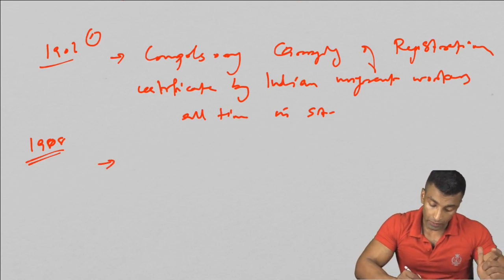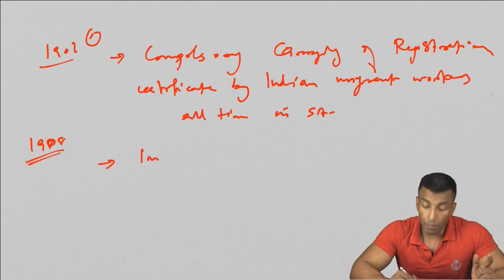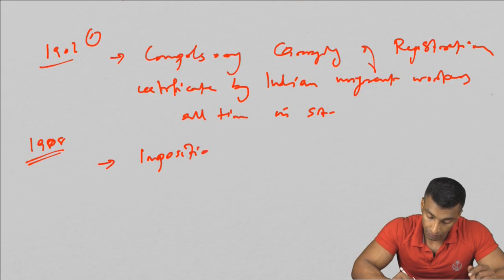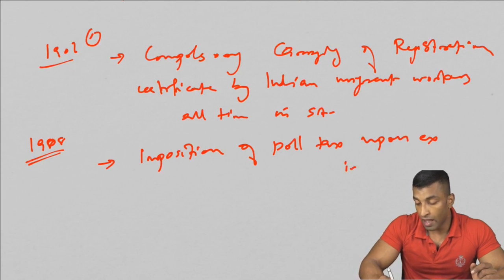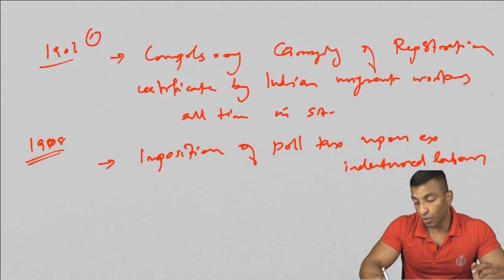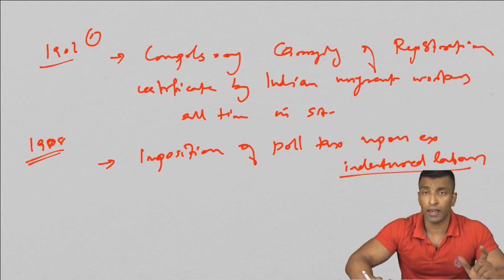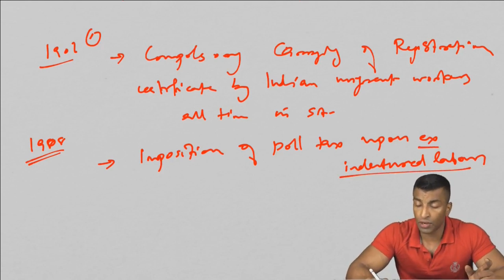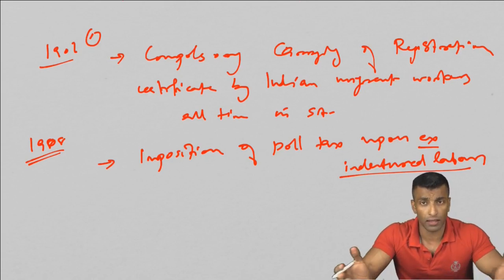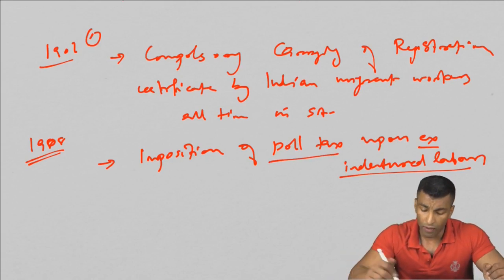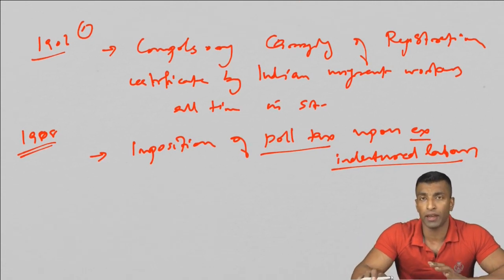In 1908, the second issue was the imposition of poll tax upon ex-indentured laborers. Already I told you what I mean by indentured laborers. Ex-indentured laborers means those who completed the contract and settled over there. They are the ex-indentured laborers. What do you mean by poll tax? I'll be explaining that now.